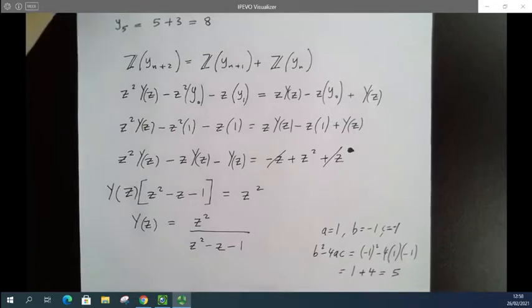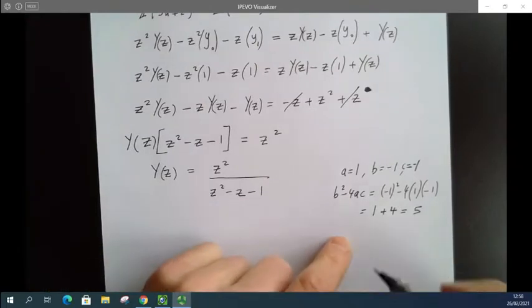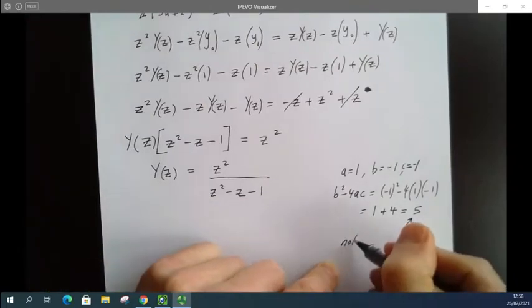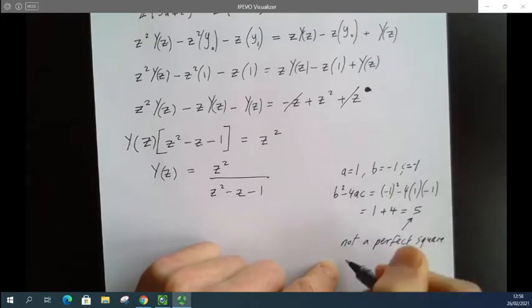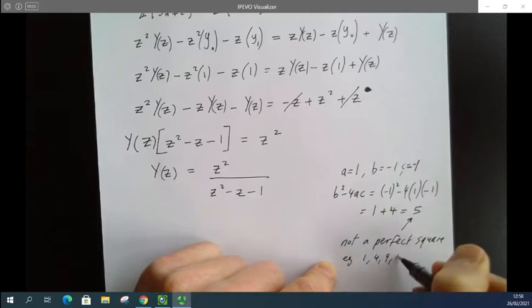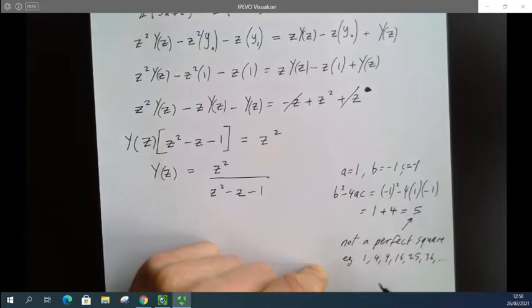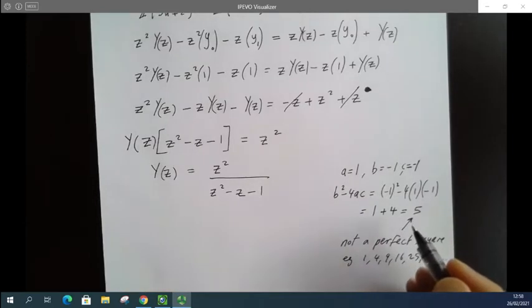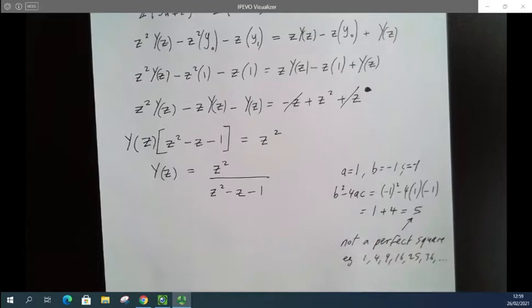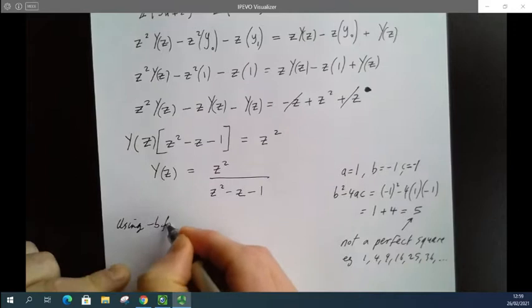Now this is a positive number, so this quadratic does have two roots, if you were to plot it. However, it's not a perfect square. A perfect square is a number like 1, 4, 9, 16, 25, 36, and so on. So we cannot factorize it easily, but we can factorize it. It's just going to have square roots. It won't factorize nicely, but it will factorize. So using the minus b formula, let's find the roots.